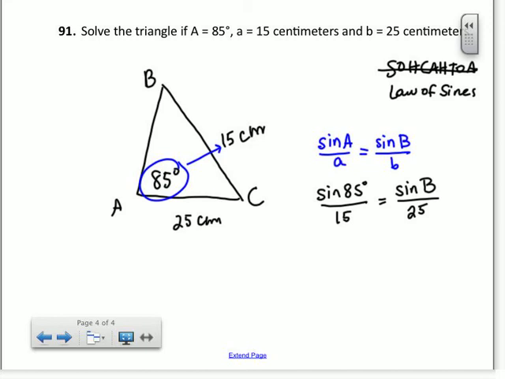All right, always check the mode of your calculator. So make sure that it's in degree mode. If someone borrows your calculator from calculus or something, they'll put it in radians.